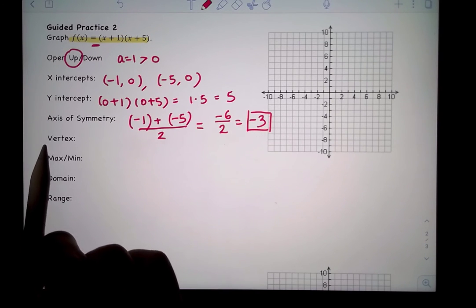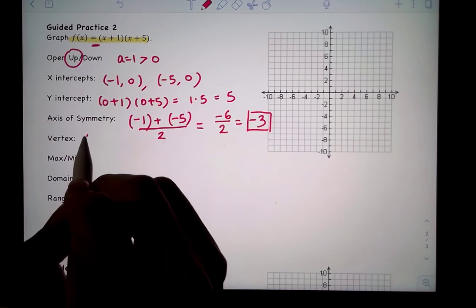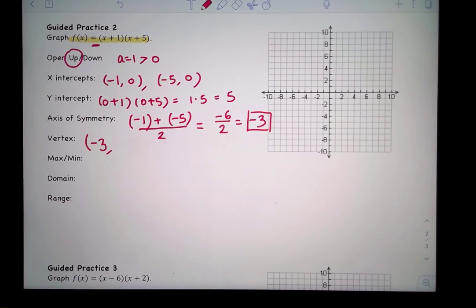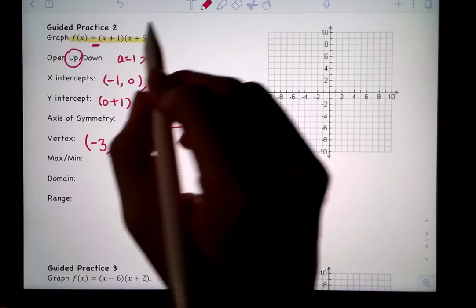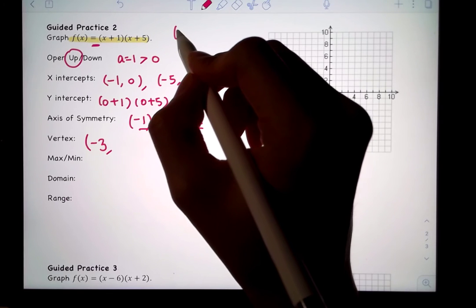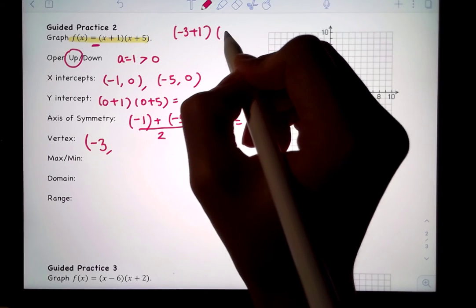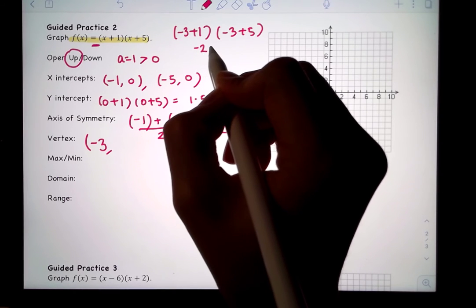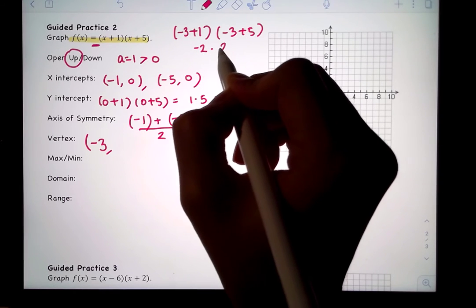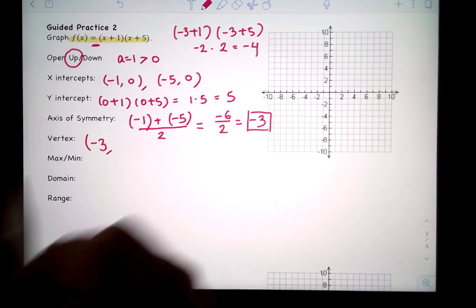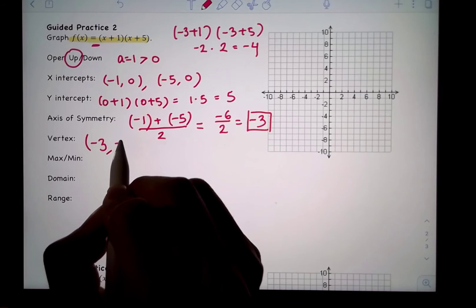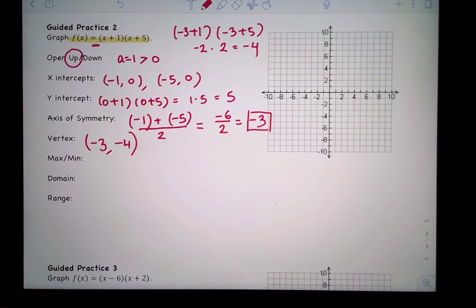And I want to get my vertex. Then what? You put that one for your axis of symmetry, and you put -3 into the equation. So let's put -3 over here. -3 plus 1, -3 plus 5. Then you get -2 times, this is +2. So -4. So my y-coordinate of the vertex will be -4.